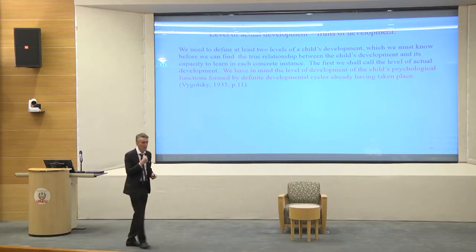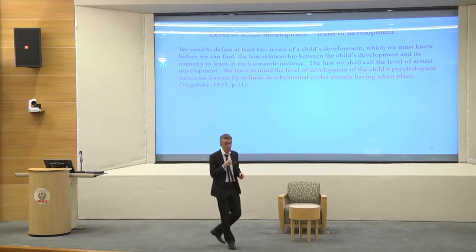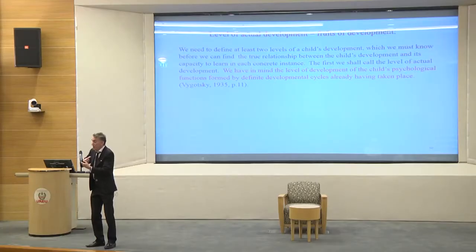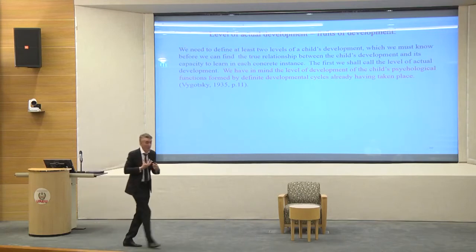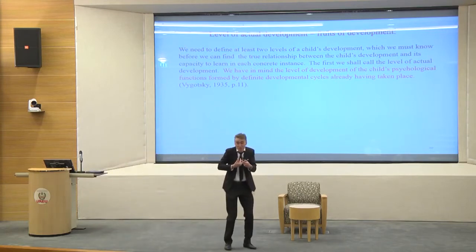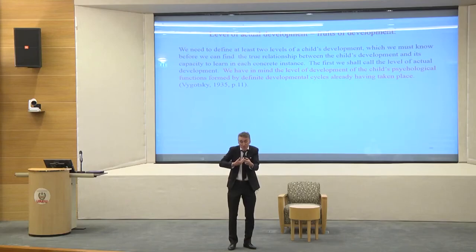At the same time, every child has intellectual functions which are already developed. They are fruits of development. And at the same time, every child has some other intellectual functions which are in the beginning of development. They are buds of development. They are flowers of development. They are in the process of maturation.